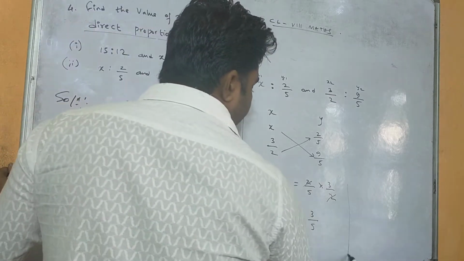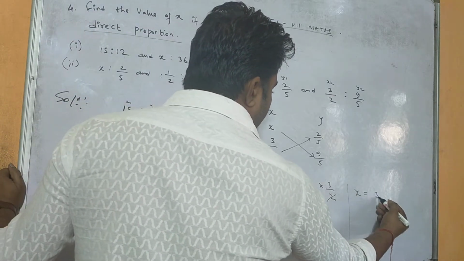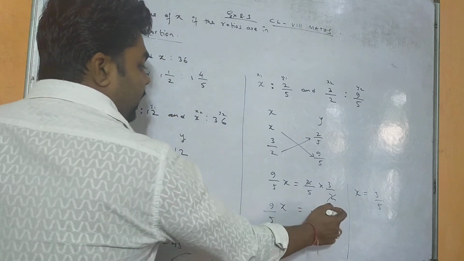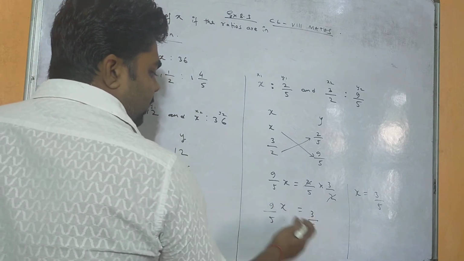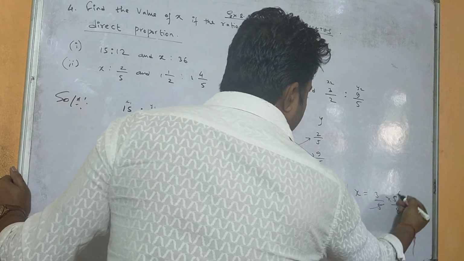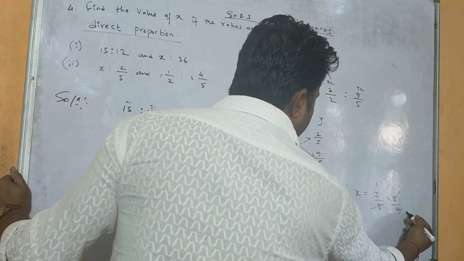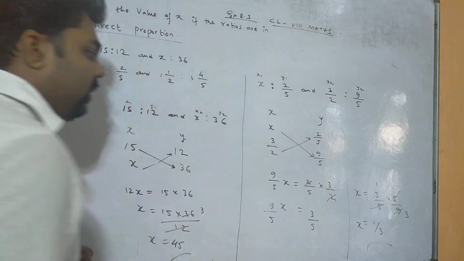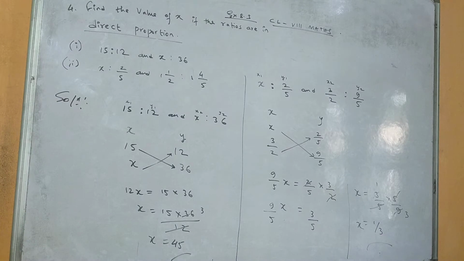Right? So when it gets cross multiplied, you see x will be 3 by 5 as it is, this will not be changed. But when this 9 by 5 goes to the other side, 5 will go up, 9 will come down. That means this is 5 and this is 9, right? 5 and 5 got cancelled, 3 1s are 3, 3 3s are 9, that is 1 by 3 is the answer. Okay? So this is how we solve for the direct proportion, that is indirect multiplication.